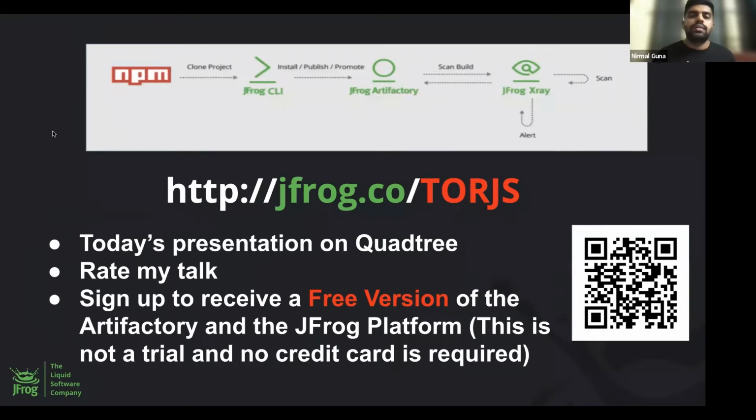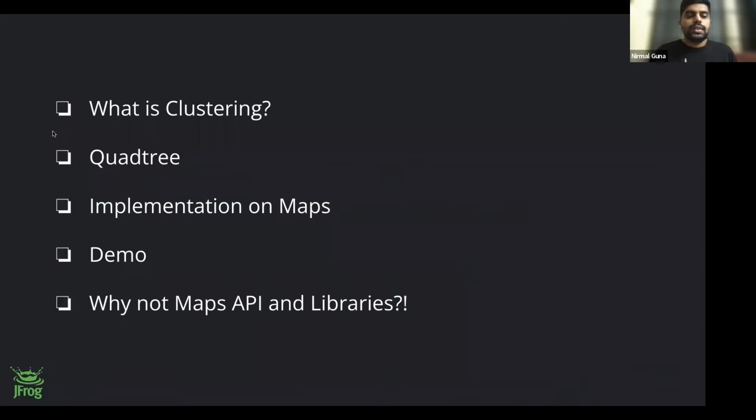Yeah, so let's get on with the talk. These are the things that we are going to look at today. What is clustering? I'll tell you why clustering is done and what the uses of clustering are, and then we'll get on with Quadtree. You might have studied it in your college or in your school. I'll explain the fundamentals of Quadtree: what it is, where it is useful, and how it is helpful in clustering, and then how we are going to implement it on a map.